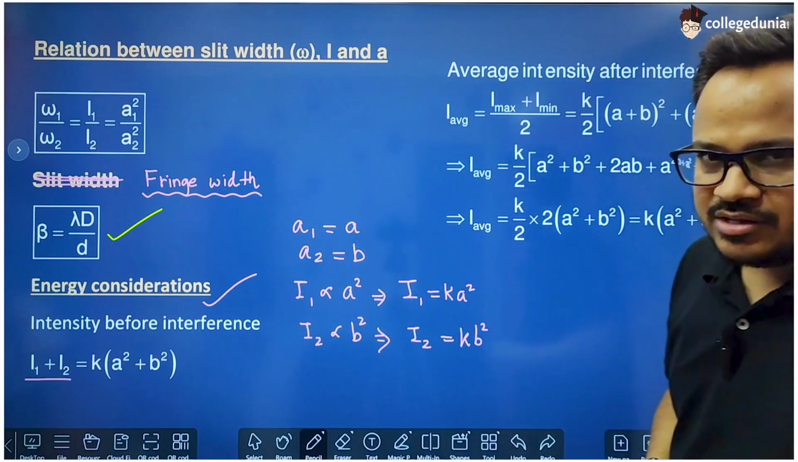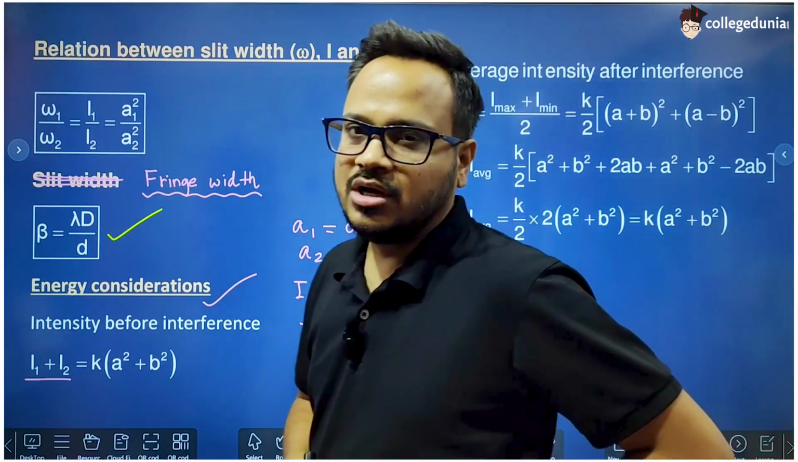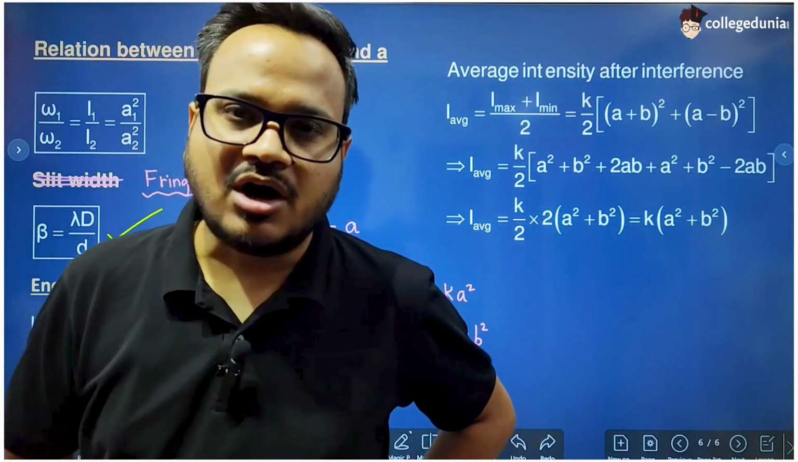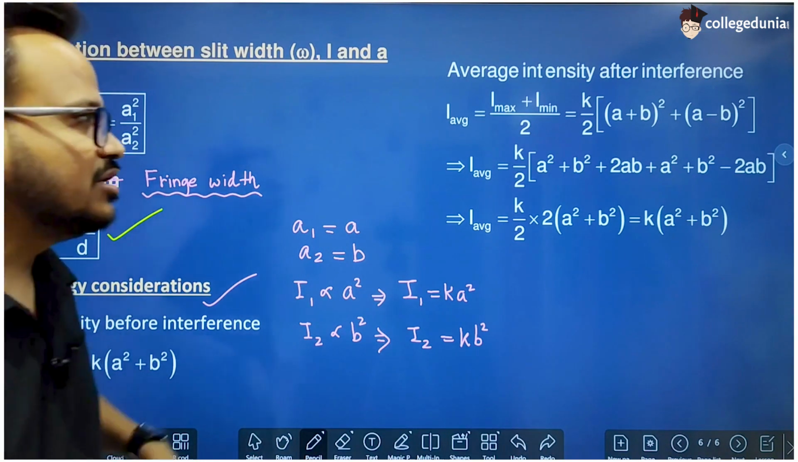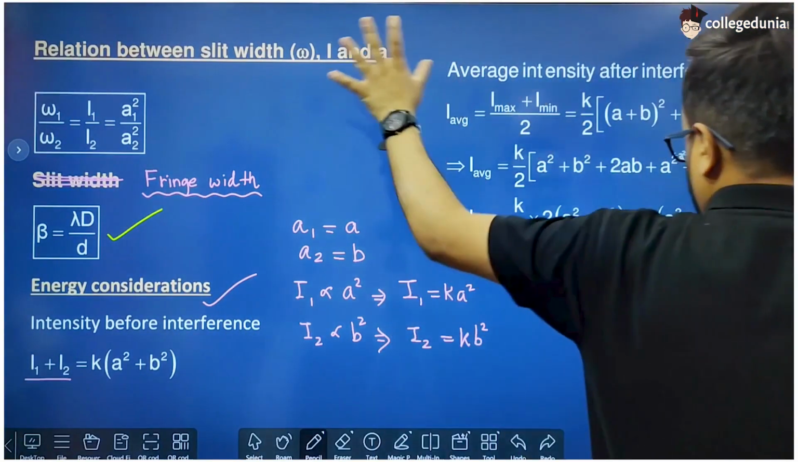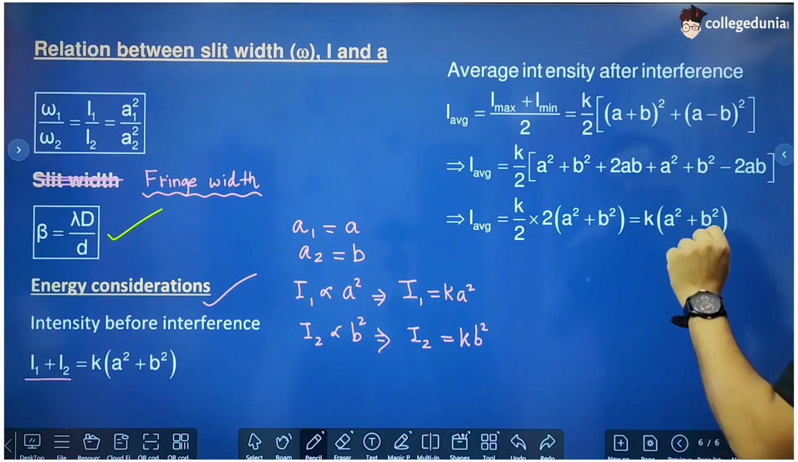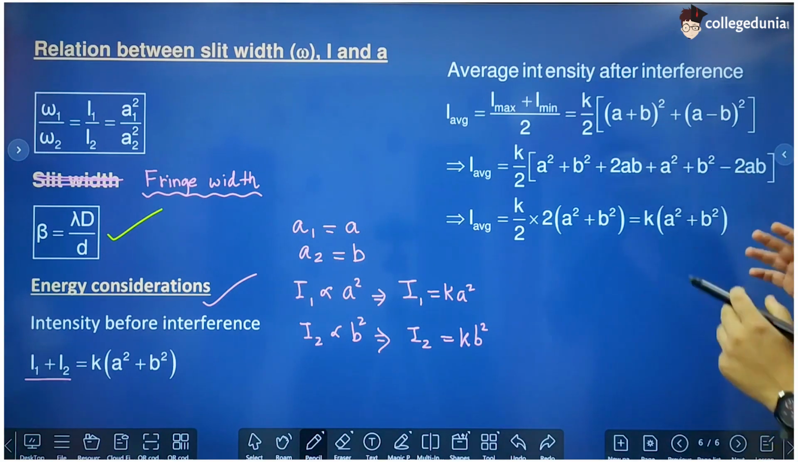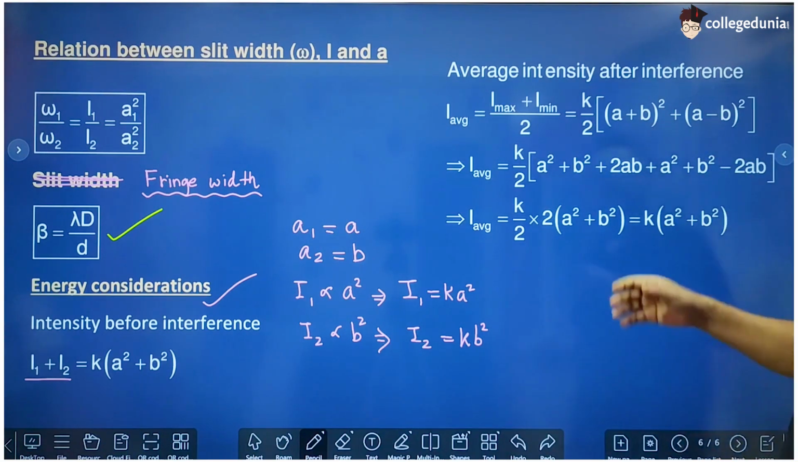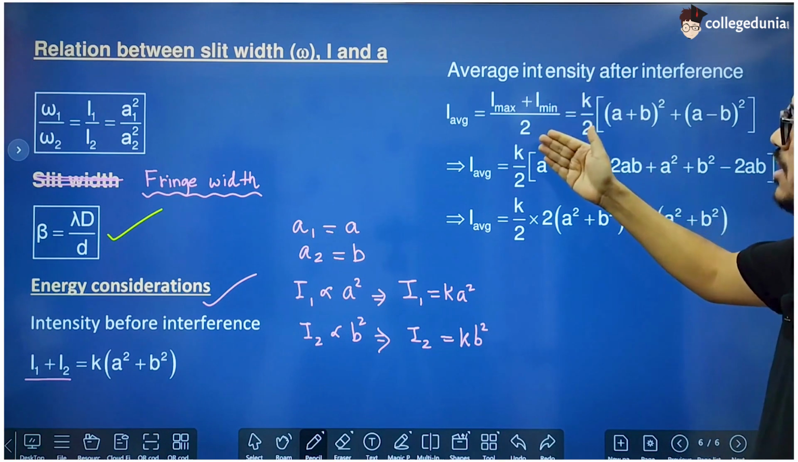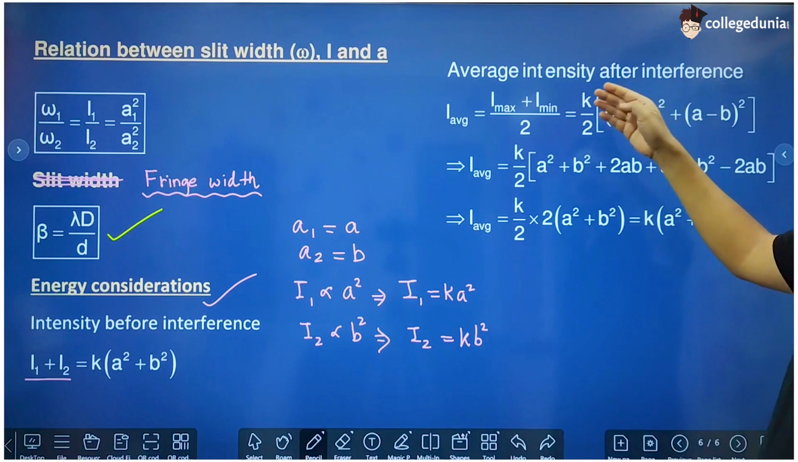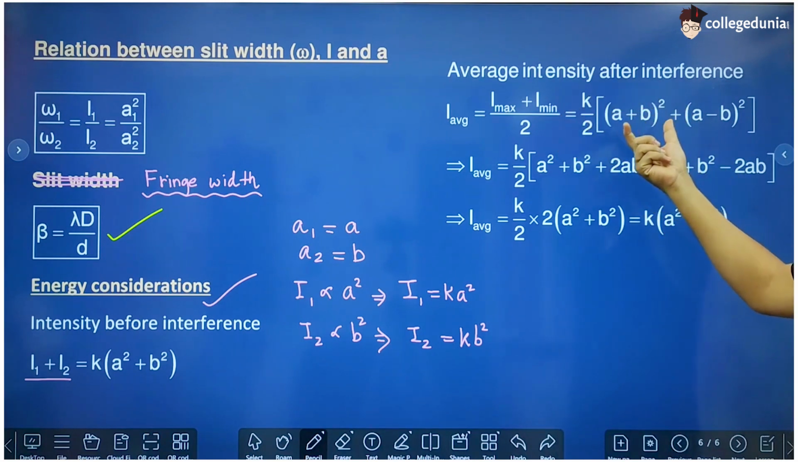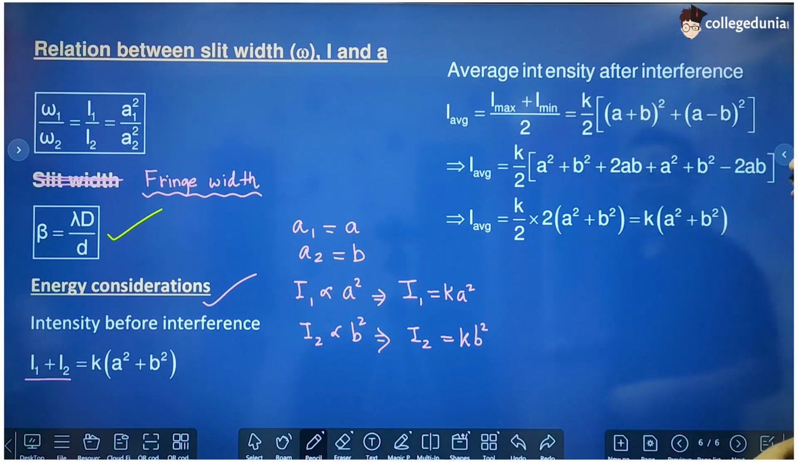Now after interference, the energy gets redistributed. So how we will find the intensity now? We will just find the average of the minimum and maximum intensity. Minimum intensity was A minus B whole square and the maximum intensity was A plus B whole square. So I max plus I min by 2, that is the average after the interference, which is, let's take K by 2 as common, A plus B whole square plus A minus B whole square.